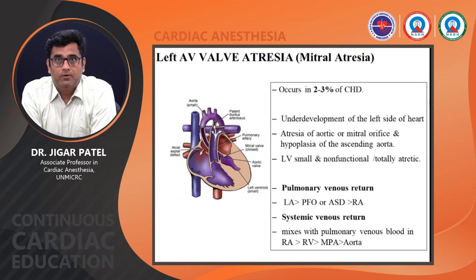Now, one of the most common types of single ventricle is left AV valve atresia. It is also known as mitral atresia. It occurs in 2 to 3% of cases of CHD. Here there is underdevelopment of the left side of the heart and atresia of the aorta and mitral orifice.